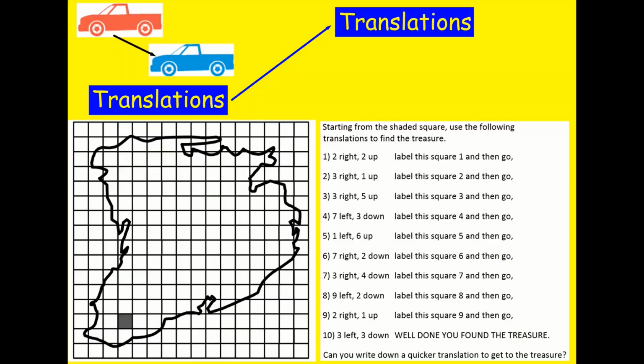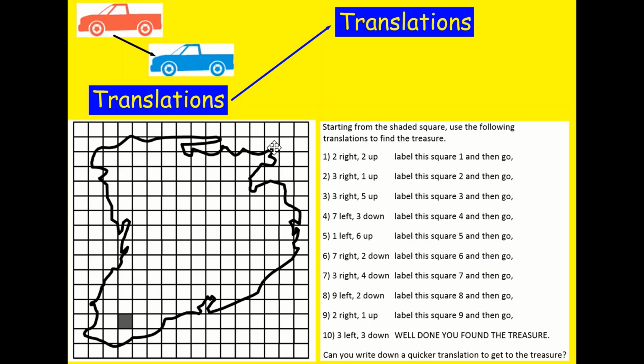Let's take a look then at translation. So this is when you've got your car and you're moving it somewhere else. And in theory, this is a 2D car, okay? So it's not changing orientation as well. It's going to stay exactly the same orientation, but just move. But we call it a translation.